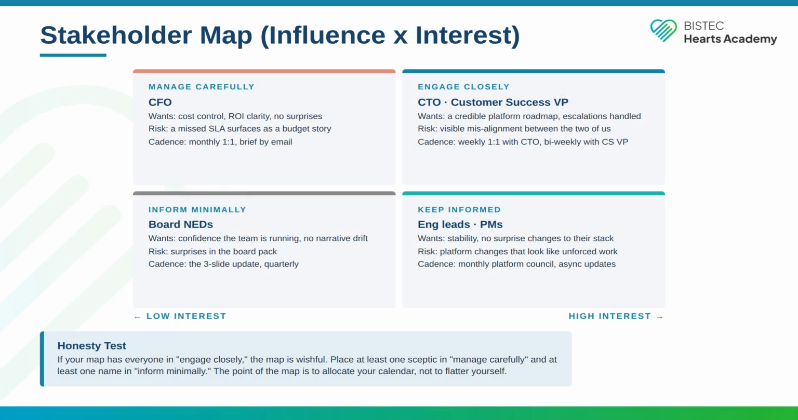Different stakeholders decide in different ways. The map on the slide is a 2x2, influence on the y-axis, interest on the x-axis. 4 cells. The point of the map is to allocate your calendar, not to flatter yourself.